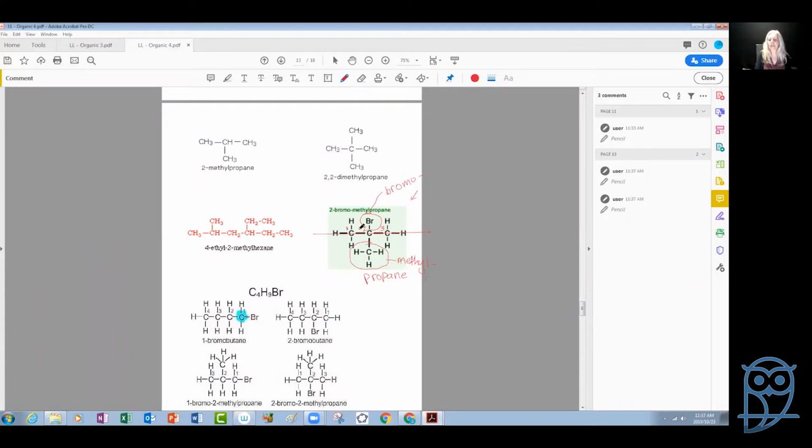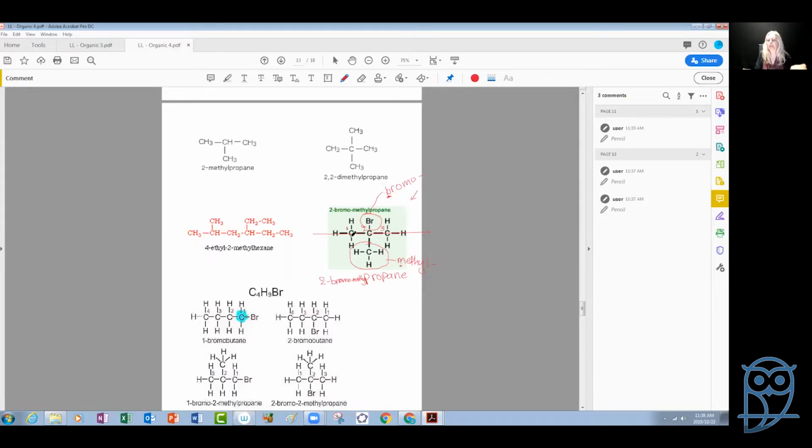Now, which do I write first, the bromine or the methyl group? It goes alphabetically. First in the alphabet is B before the M, so bromo will come first. And this is on carbon number 2, 2-bromo. And then the methyl, which is also on number 2. So 2-bromo-2-methylpropane, because this methyl cannot be anywhere else.